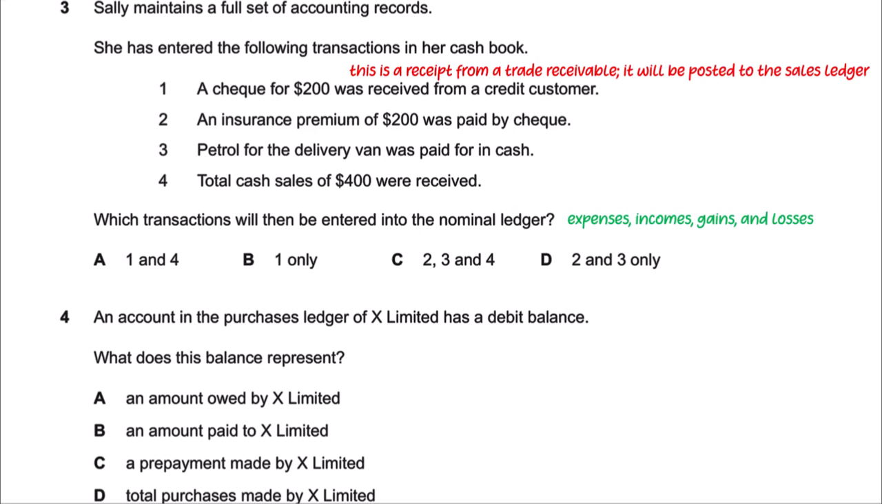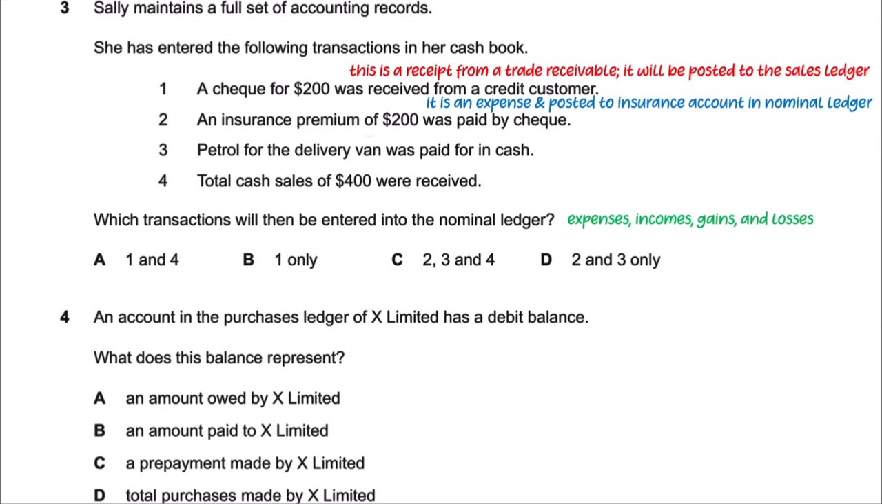Transaction number 2 is written, an insurance premium of $200 was paid by check. Since insurance is an expense, its payment by check is entered in the insurance account in the nominal ledger in addition to the cash book.